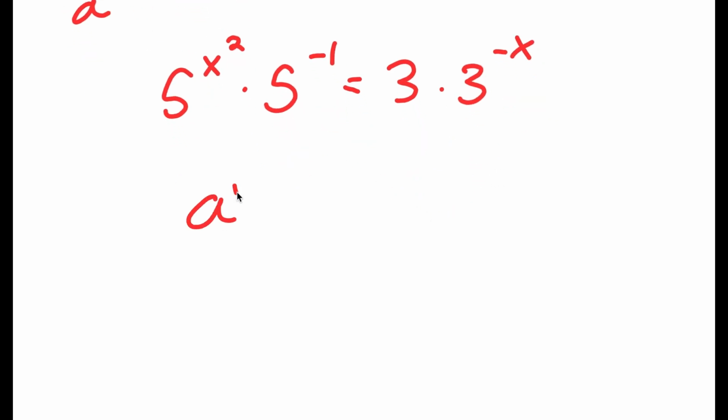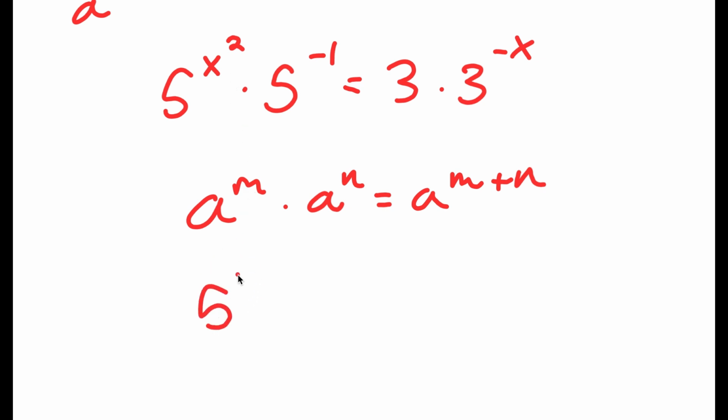Now, if I have something in the form a to the power of m times a to the power of n, this is equal to a to the power of m plus n. So, in this case, I get 5 to the power of x squared minus 1. And now this is equal to 3 to the power of 1 minus x.